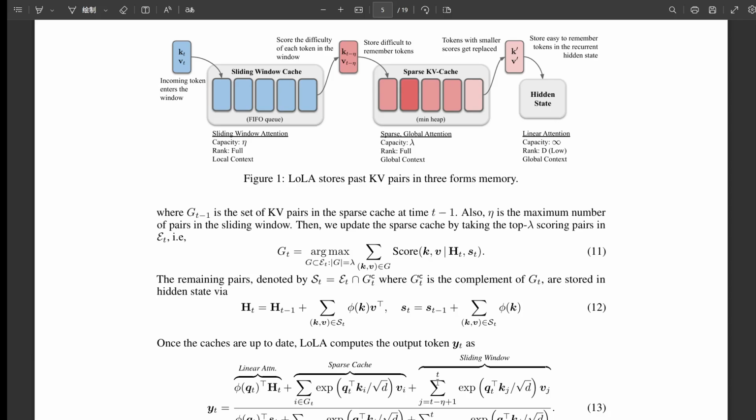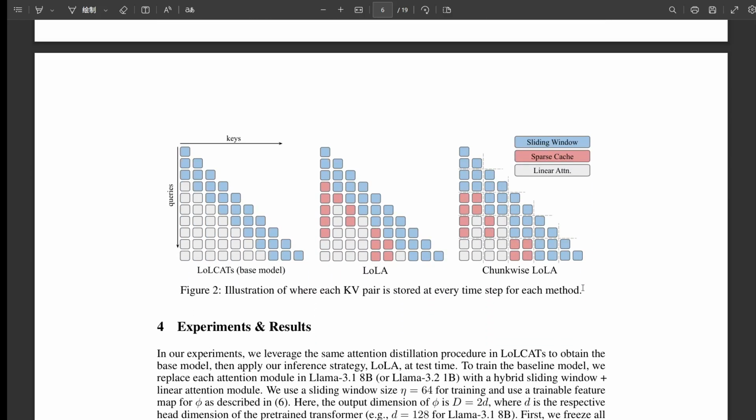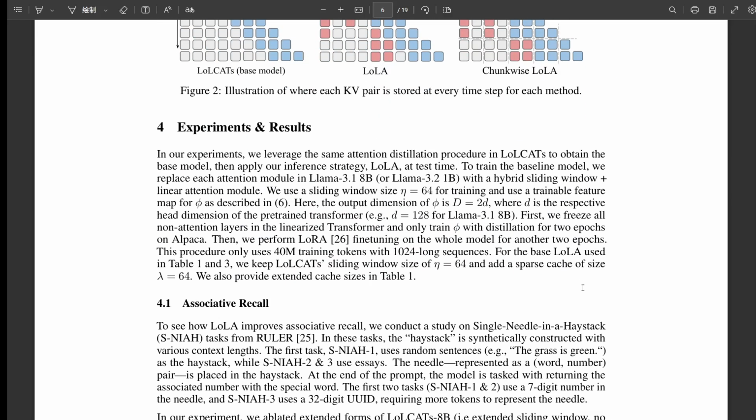Got it. So it really tackles that long-range specific recall problem that plagues standard linear attention. But what about general performance? Does it take a hit elsewhere? And is it still efficient? Good questions. The paper addresses that. Table 3 shows LoLA performs competitively on a range of other more general benchmarks. This confirms it doesn't seem to sacrifice its general language modeling ability for this recall improvement.